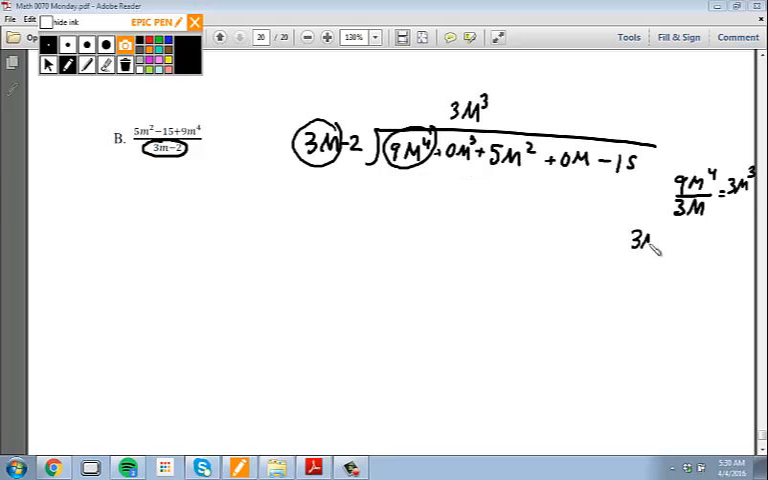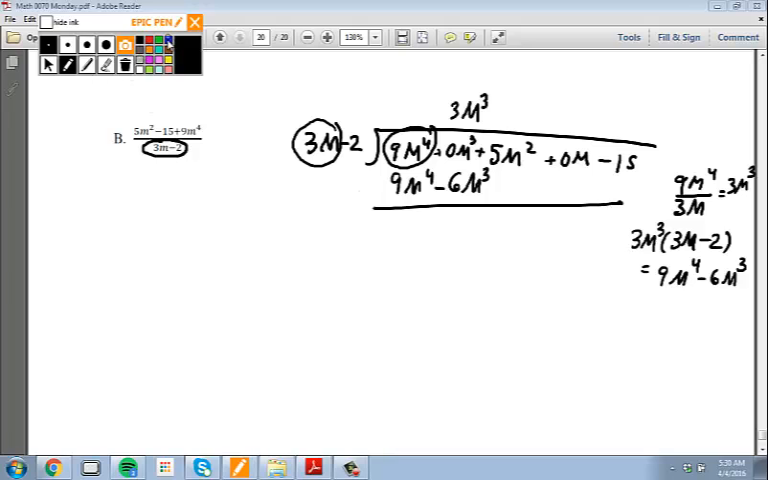Alright, then I take the 3m to the 3rd times the 3m minus 2. And I get 9m to the 4th minus 6m to the 3rd. Remember, I need to subtract. So subtract, and then that changed to adding. So 9 minus 9 is 0. 0 plus 6 is 6. And then bring everything else down. 5m squared plus 0m minus 15.